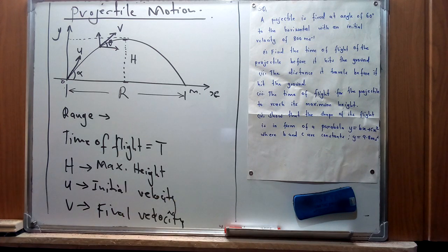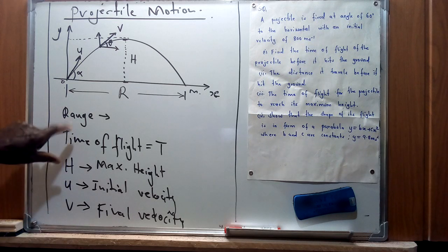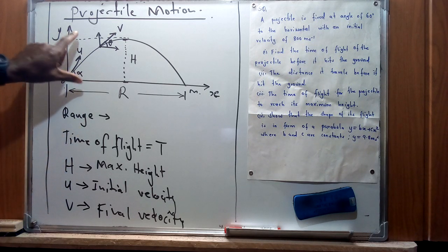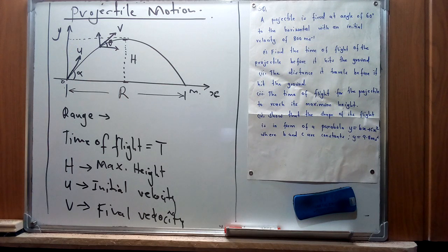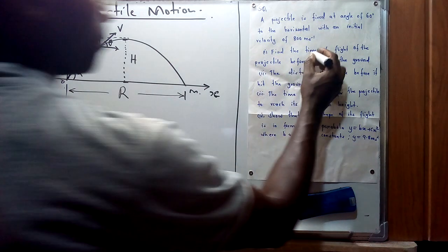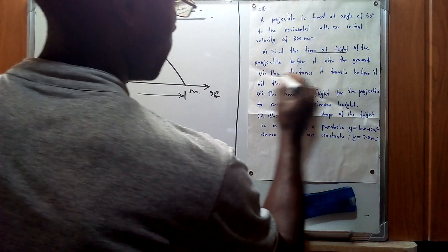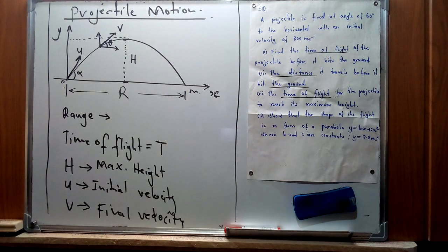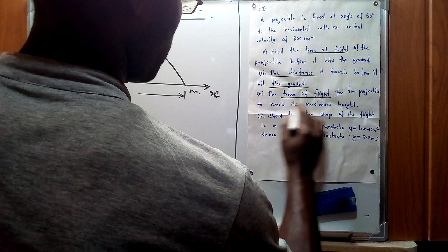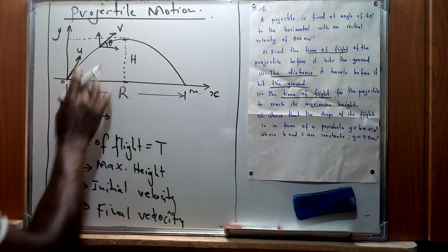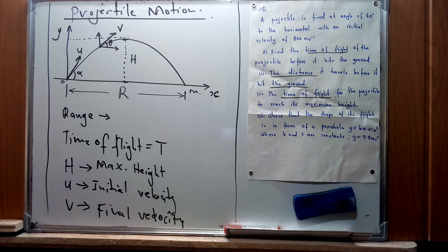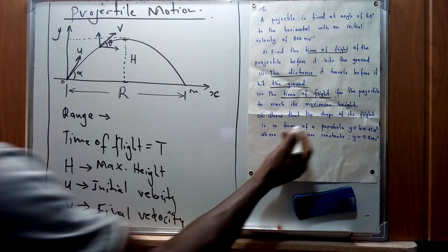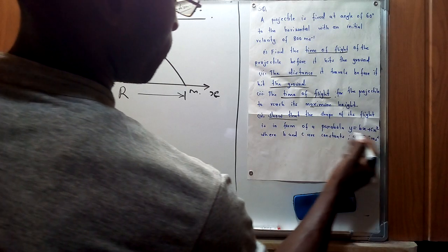of that specific projectile. So we're going to use these different aspects and relationships in collaboration with what we have listed on the board to describe how we are going to find the specific components that we have been requested to find here, like the time of flight, or the distance it travels before it hits the ground, the time of flight for the projectile to reach the maximum height. So there's a relationship between these specific aspects that I've mentioned, and that shows that the shape of the flight is in the form of a parabola.